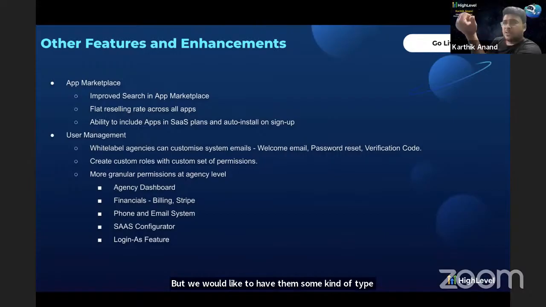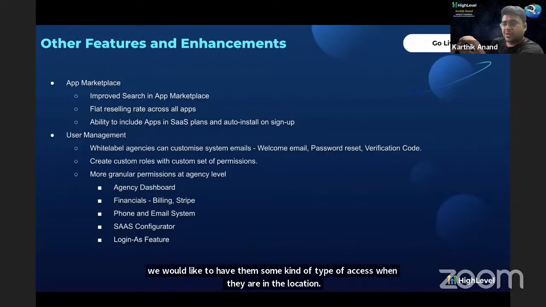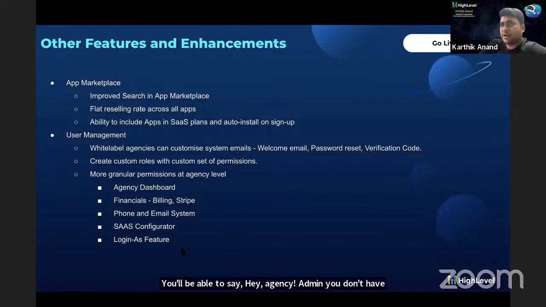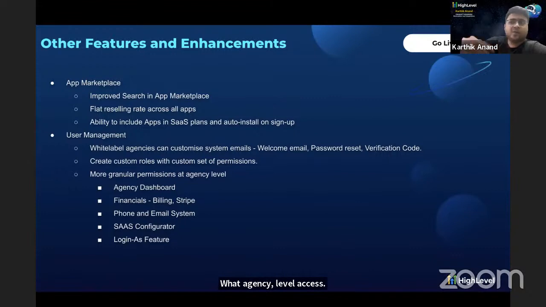Right. So the way we'll solve that is by adding the granular permissions. Once we add these lists, let's say these 5 to start with, you'll be able to say, hey, agency admin, you don't have access to the dashboard, billing, phone, SaaS, or login. That's how you can restrict what agency level access the agency admin has, while you give them access to location level features. So once we build out more of these granular permissions, you as agency owner will be able to tailor make the permissions that you want.